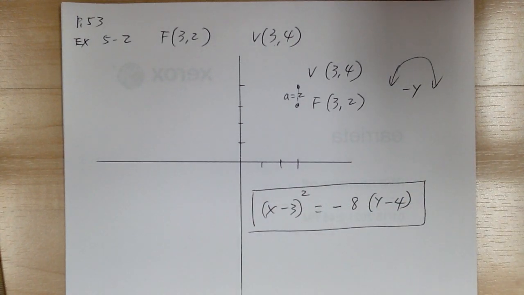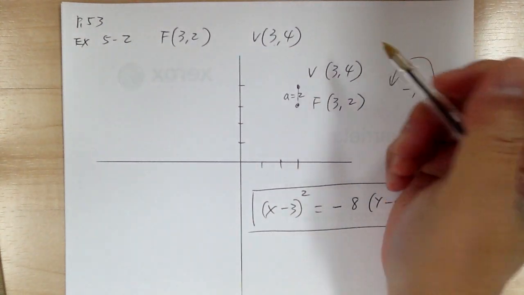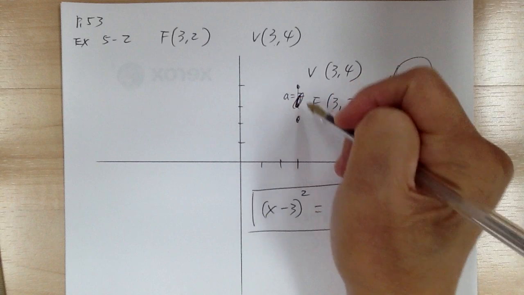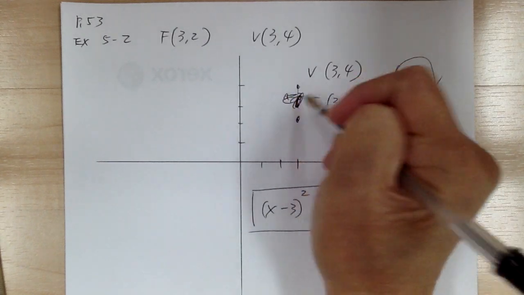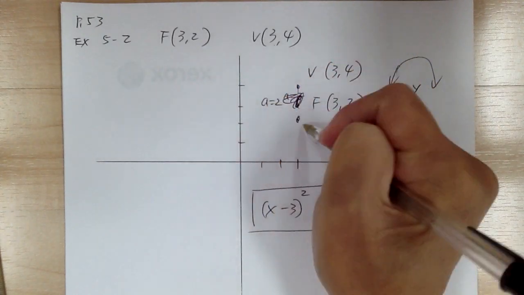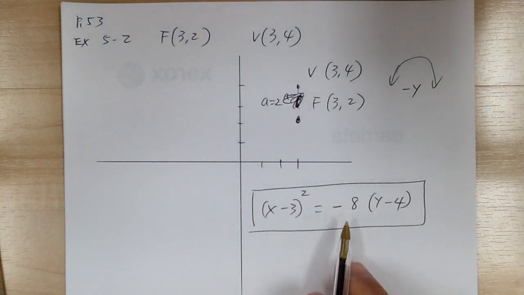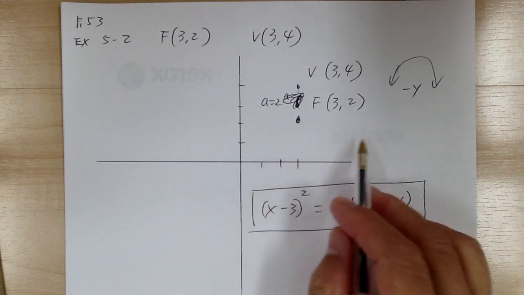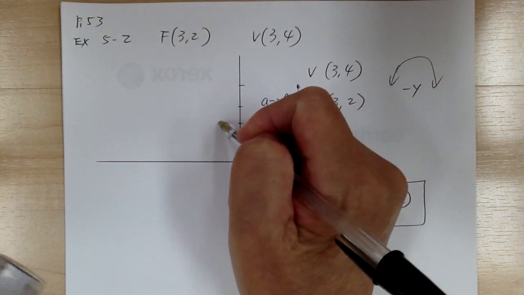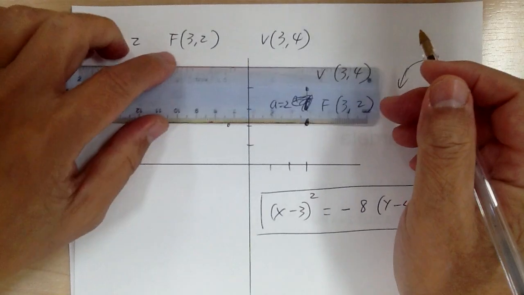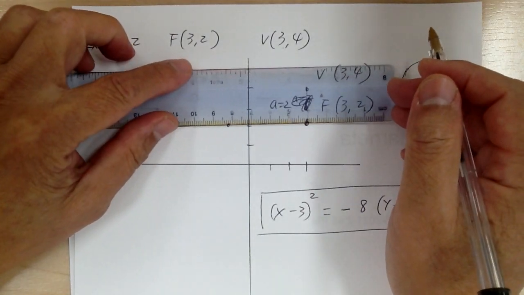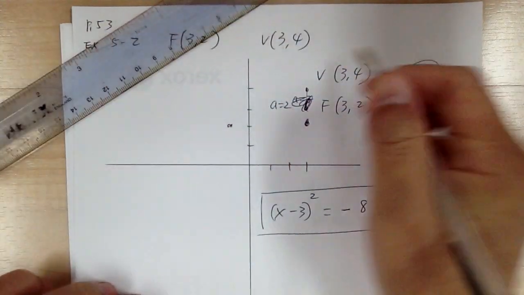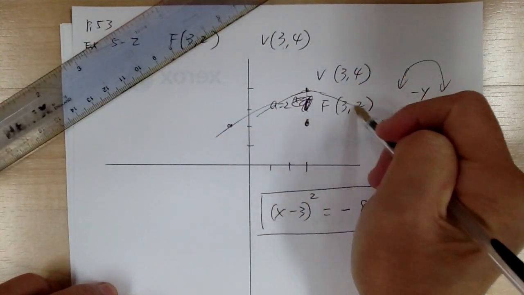Okay? Now, if you want to continue to sketch, this one up here. Okay, so 3, 2 is over here. So A equal to 2. So the 8 is opening at the focus. So that means you go 4 this way. So you go 4 this way and go 4 this way, and that's your graph.